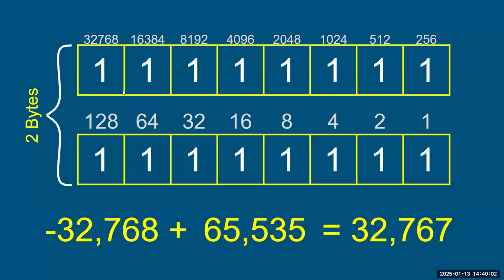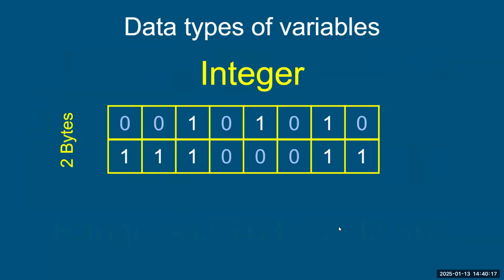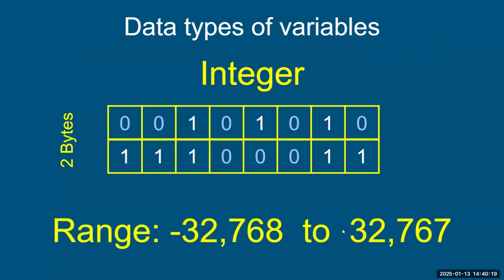And so even though all of these ones are filled out, right? If you did the math on all of this, it's 65,000. But because it starts at negative 32,000, the highest we can go for an integer data type is 32,767. So that's the range. Okay, we're going to keep going here.